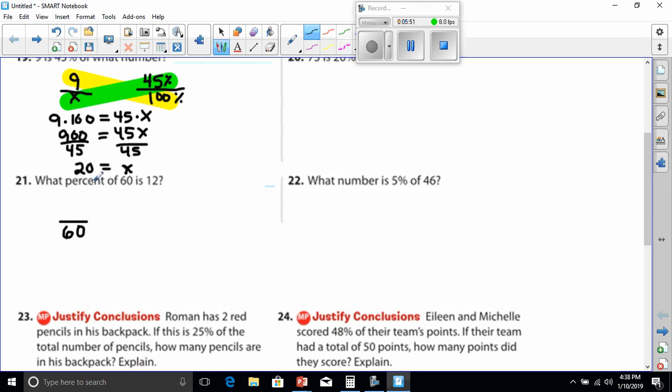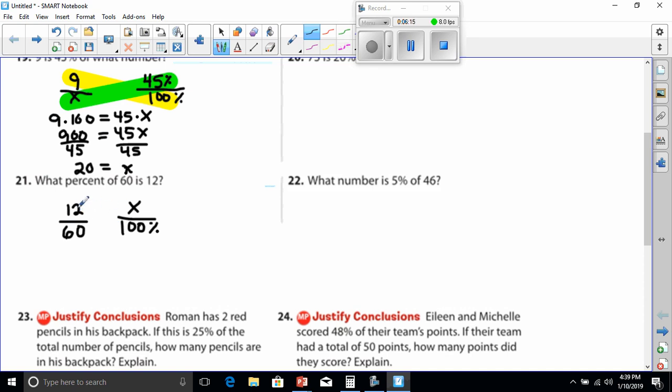And it says, what percent of 60? Well, they're asking for what percent is going to be there. So the percent is what we're looking for this time. And we always know that we're looking for a percent of 100. So is 12, 12 has to come over 60 then. And we're ready to rock and roll again.